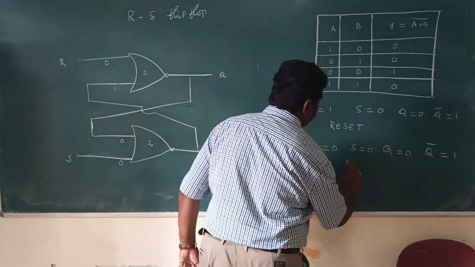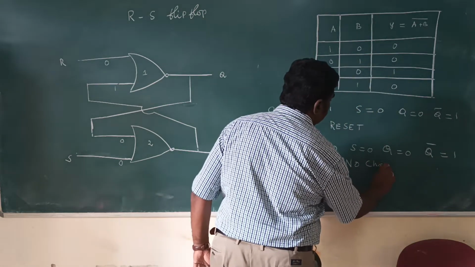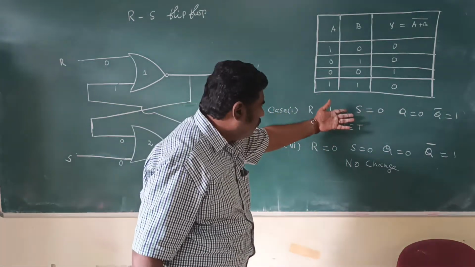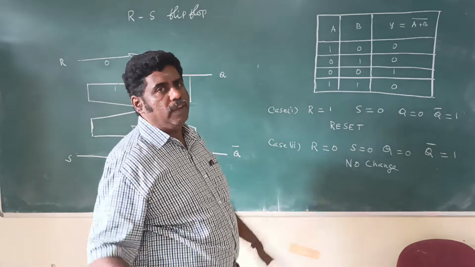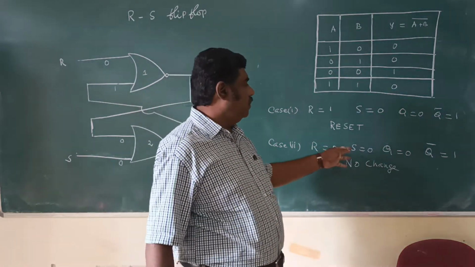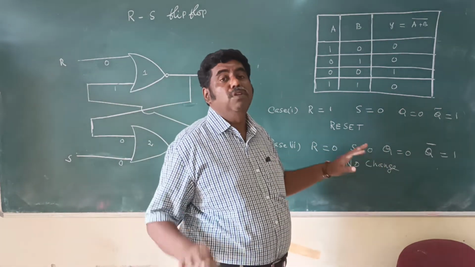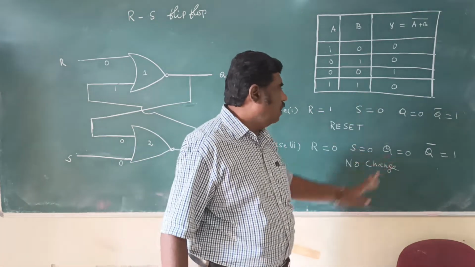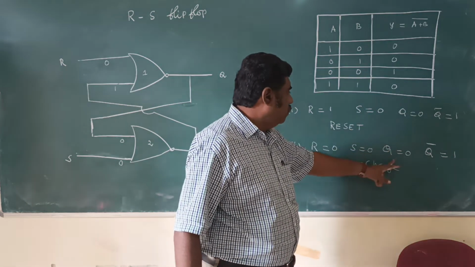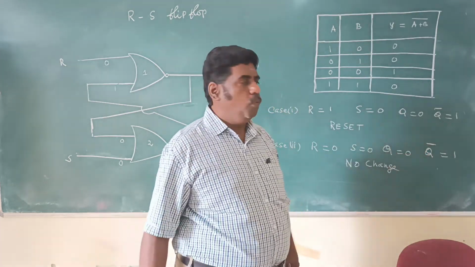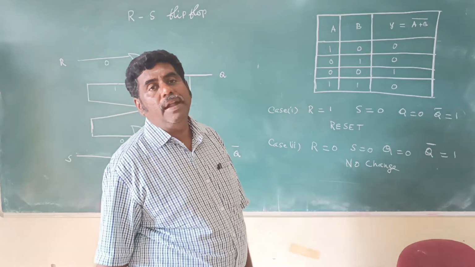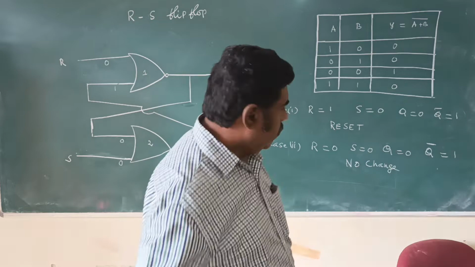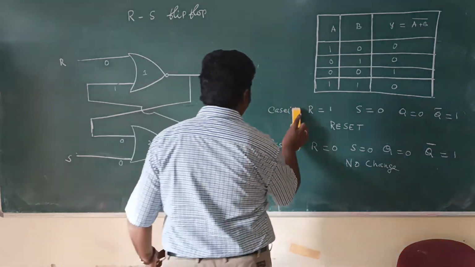This is the condition of no change or memory, which means that the previous state is maintained without any change. So R equal to 0, S equal to 0 implies the no change state. No change means previous data is stored. That is called memory. Say the value of Q equal to 0, Q bar is equal to 1. The previous data is maintained as such, so we call this the no change condition. Now go to our third case.